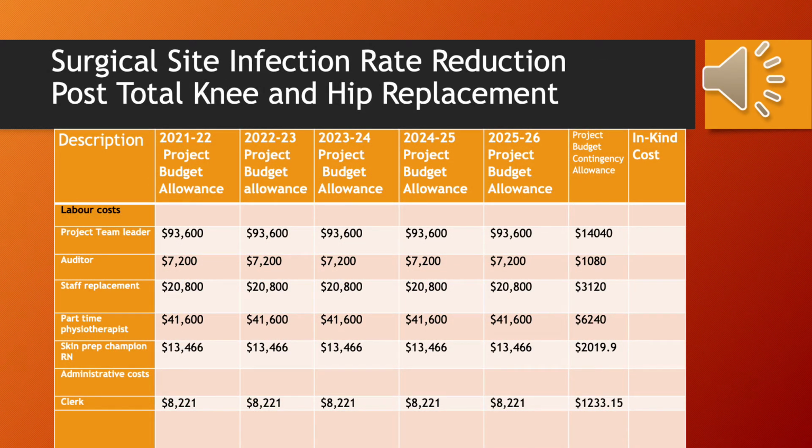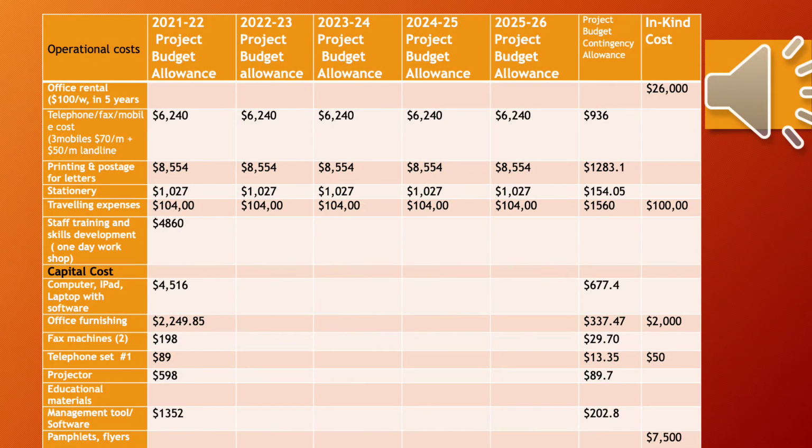Our project goal is to reduce the rate of SSI post total knee replacement and total hip replacement from 5% to 2% by the 30th of April 2026. Therefore, looking at the table, our project budget allowance was divided into 5 years. This includes the project budget contingency allowance and in-kind cost. We costed the following: labor costs, operational, capital, and evaluation cost.